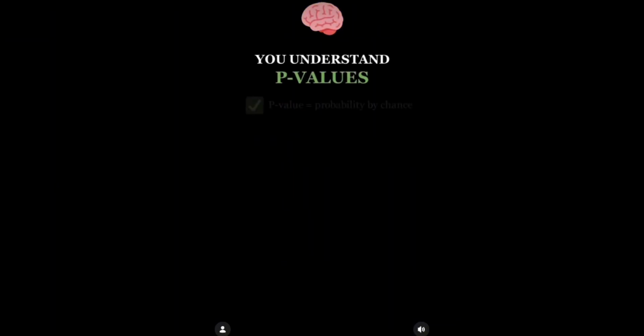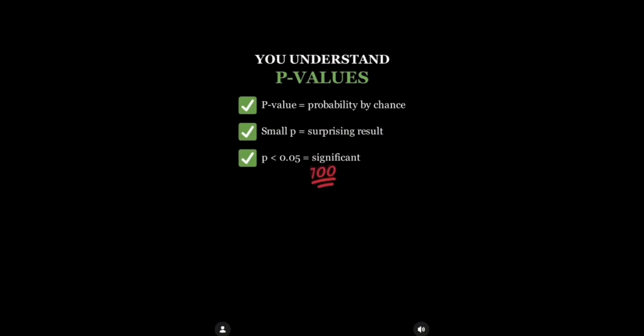So why 0.05? It's an arbitrary convention from the 1920s, popularized by statistician R.A. Fisher. It's called the borderline, but context matters. It's not a magical cutoff. Now you understand p-values. Remember, a p-value measures probability by chance. Small p means surprising results, and p less than 0.05 means statistically significant. What confused you about p-values?